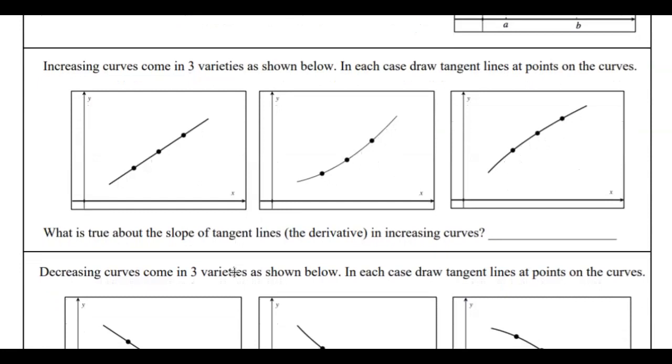I've got 3 different graphs here, and we talk about increasing curves. There are 3 different varieties, and it's really about the shape of the curve. But notice the y values on all 3 do get larger from left to right. If we look at all 3 of these graphs, what is true about the slope of the tangent lines, which, remember, refers to the derivative, in increasing curves? So I'm going to draw the tangent lines. Here, my slopes are all the same.